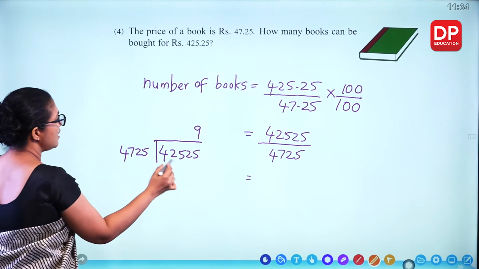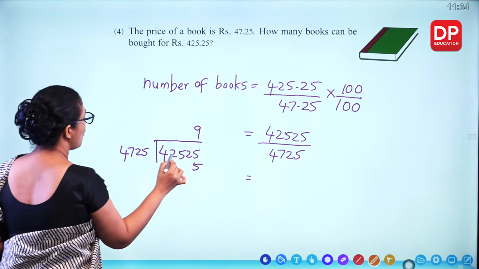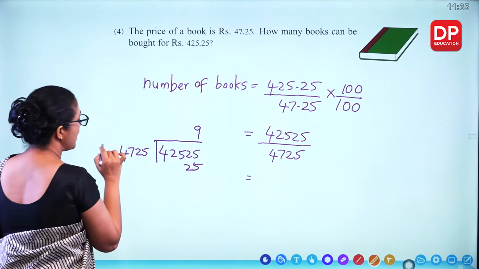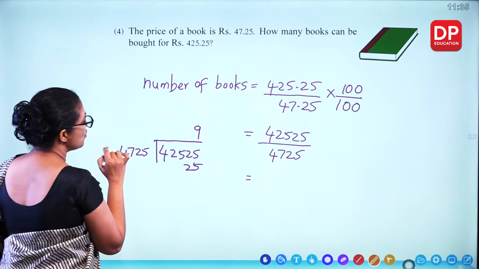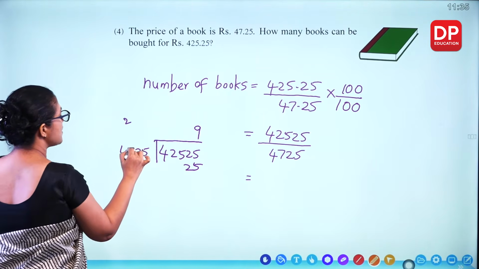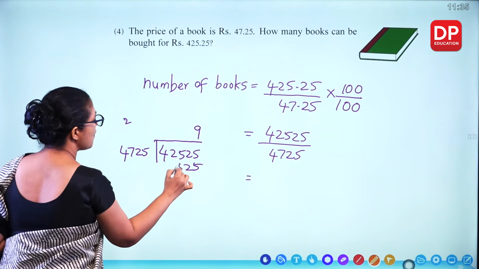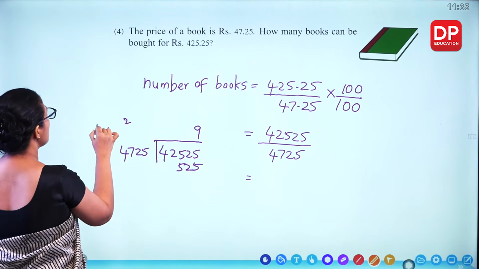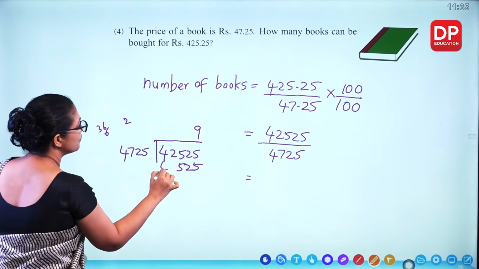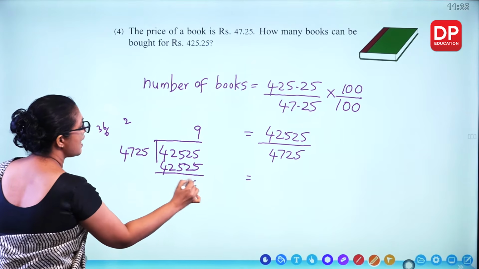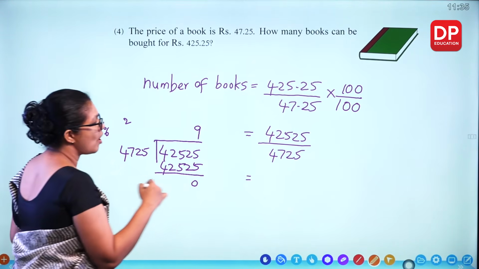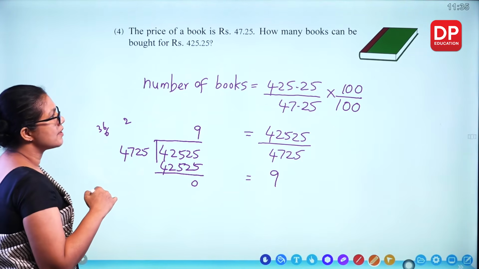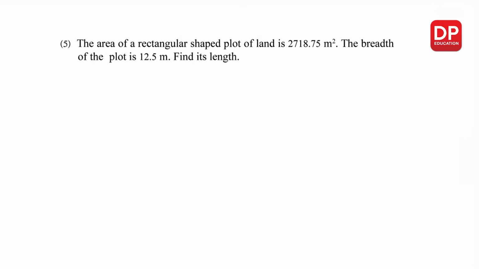This is 9. 9 times 5, 45. 9 times 2, 18 plus 2, 18 plus 4, 22. 2 remaining. 9 times 7, 63 plus 2, 65. 6 remaining. 9 times 4, 36 plus 6, 42. So you get exactly 9. So how many books can you buy? 9 books.